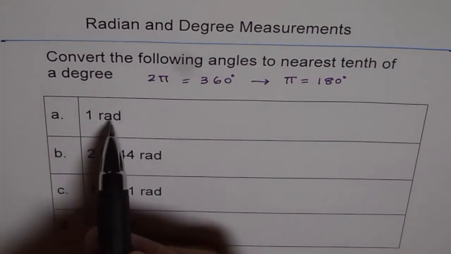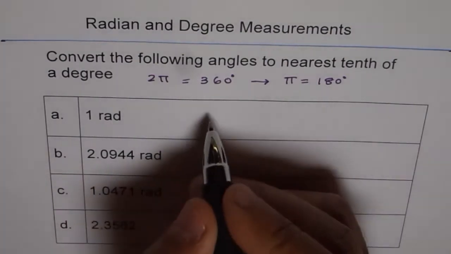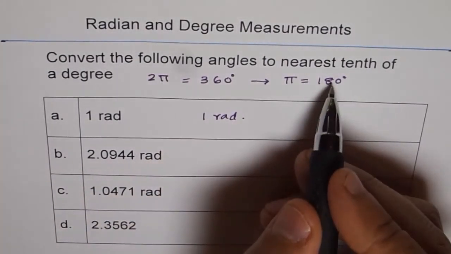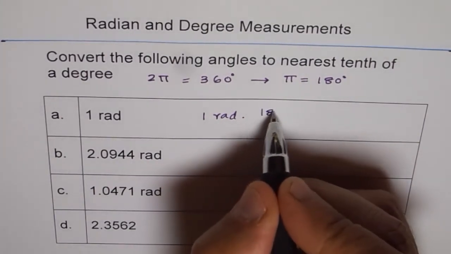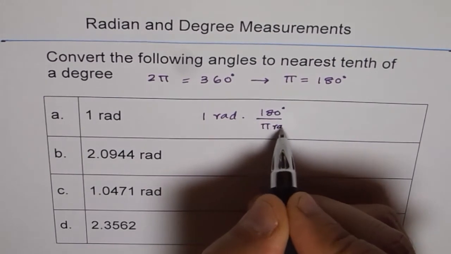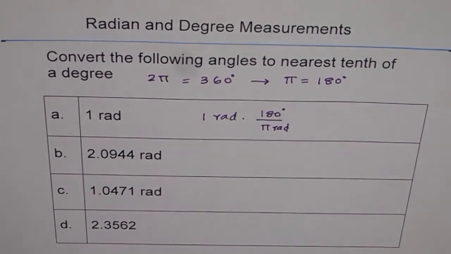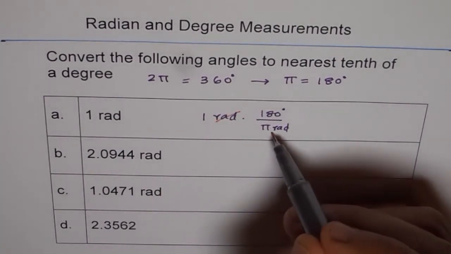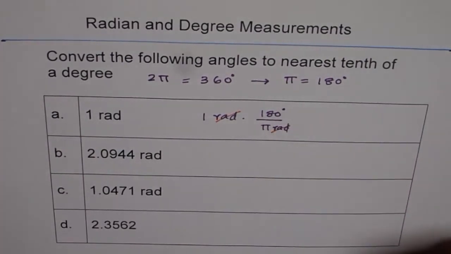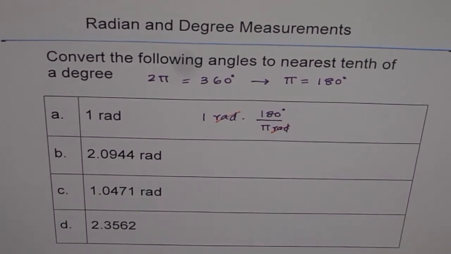Now, since I want degrees, so I'll convert units like this. 1 radian times, I want degrees, right? So I'll write degrees on the top. I'll multiply by 180 and divide by pi radians, okay? I wrote radian on purpose this time so that I can show you that I'm cancelling out radian, and I'm left with degrees, right?